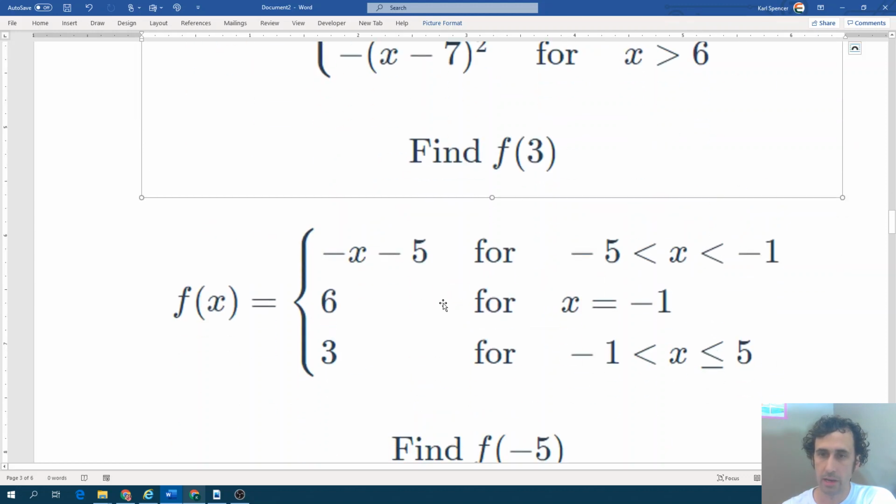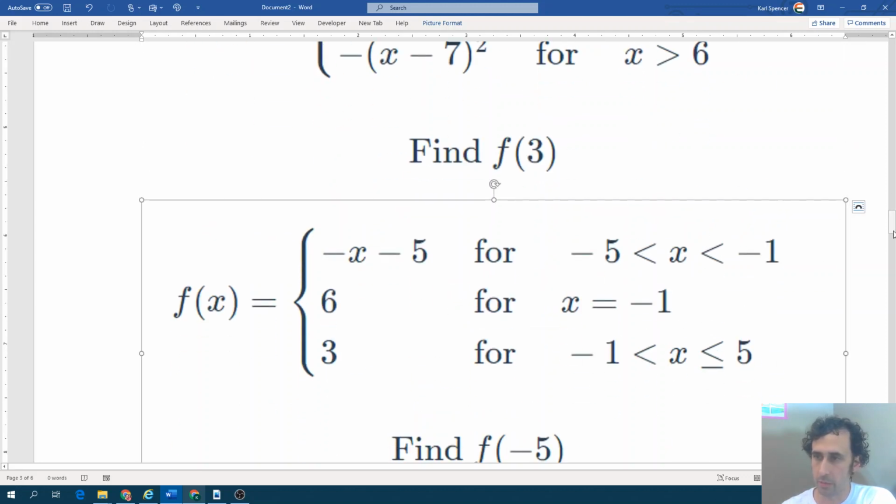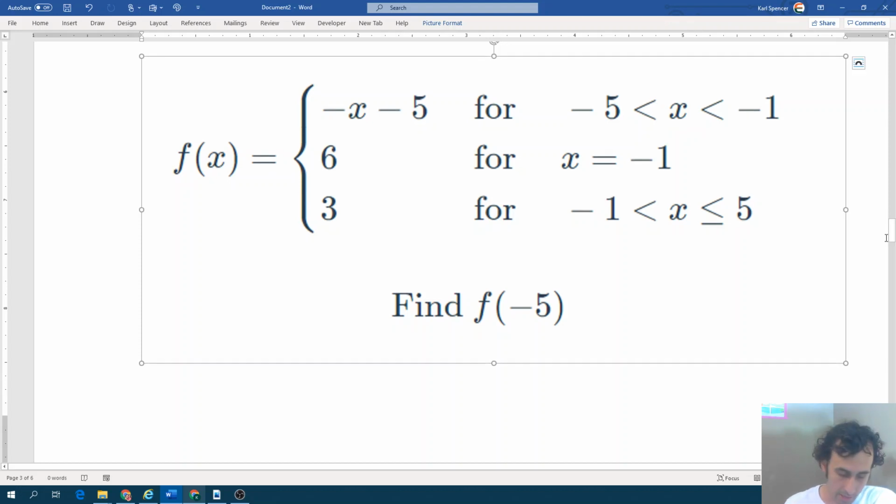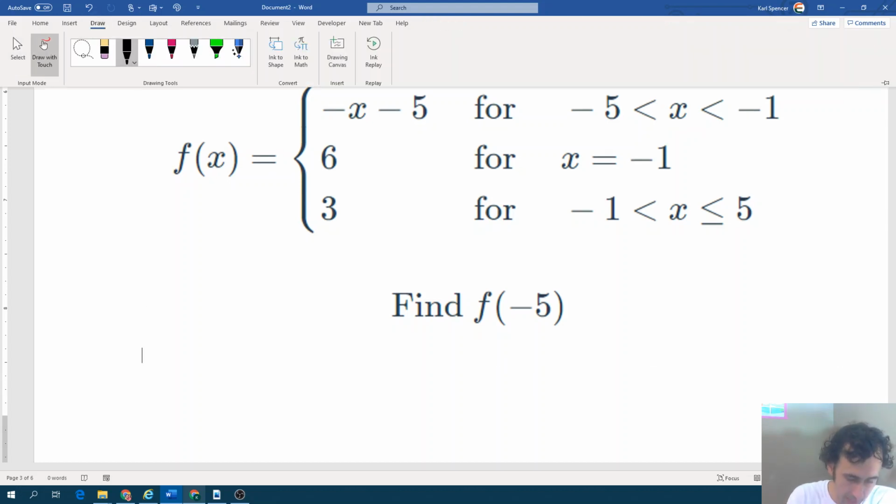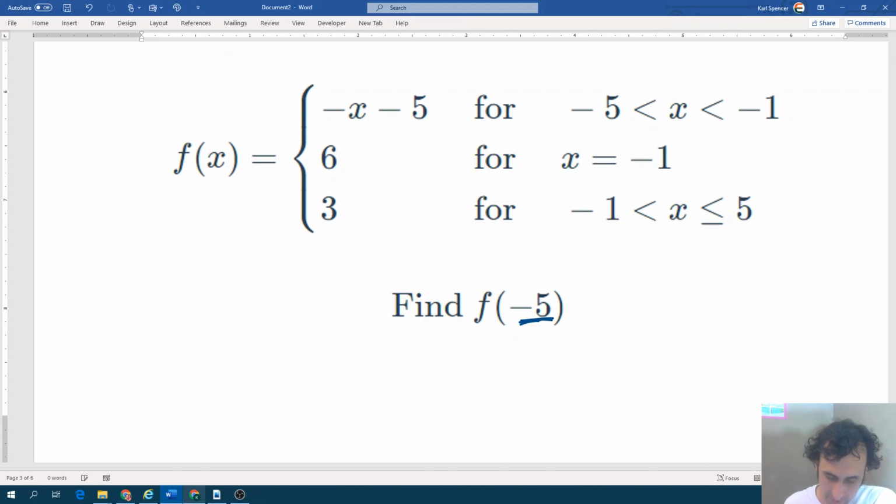So let's do this one down here. I like this one here. Again, if I want to evaluate this piecewise function, I am going to look at my x value of -5 and see which interval it plugs into. If I do -5 less than x less than -1, does -5 fit in the interval? No, it doesn't. -5 is equal to -5, but that inequality doesn't have the equal sign.